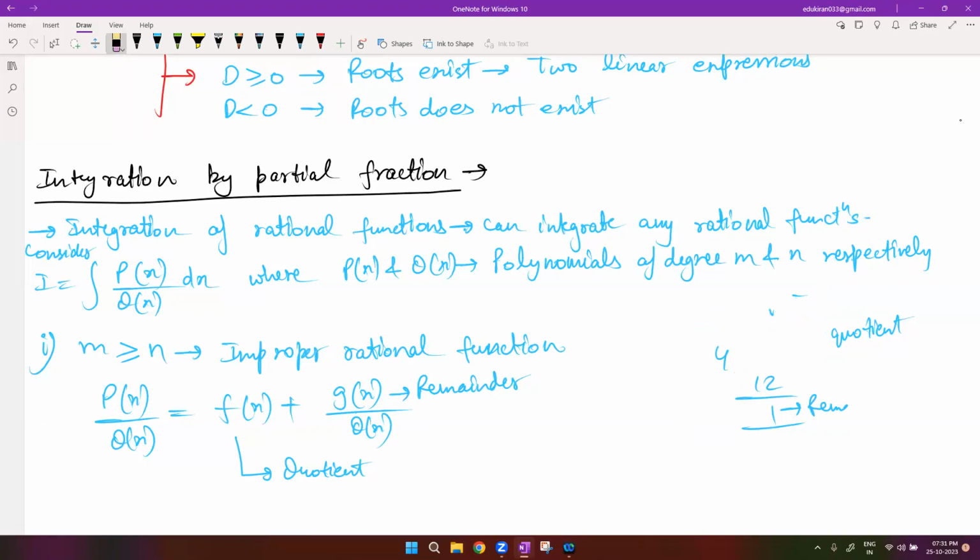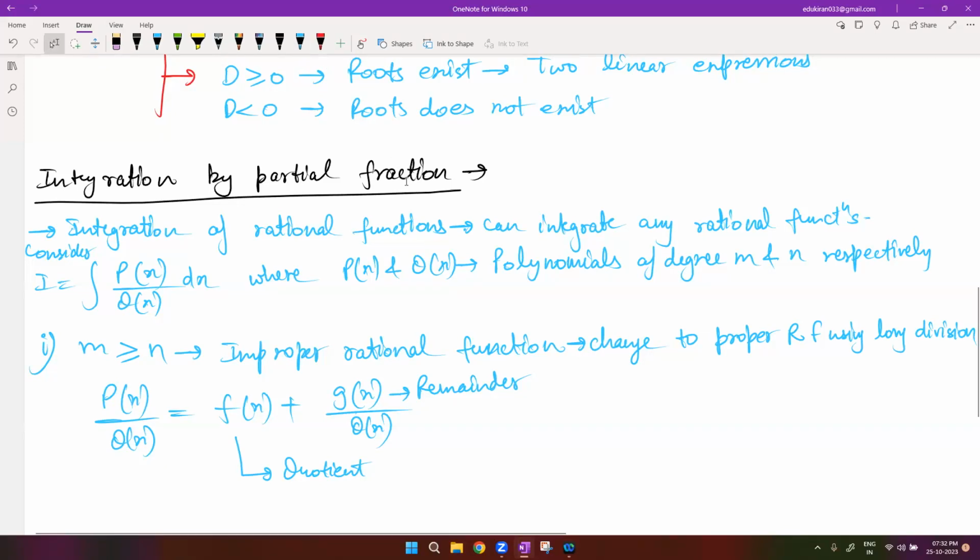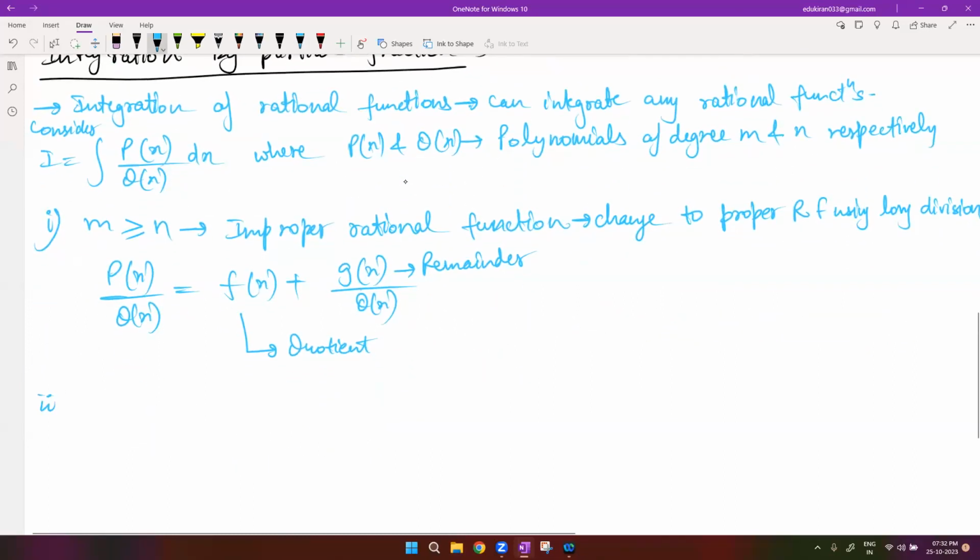So first, if the rational function given is improper, then please change it to a proper rational function using long division. After long division, you will get these two things, quotient and remainder. Please write them like this. Okay. And if the rational function given is already a proper rational function, then we are good to go. We basically saved one extra step in which we have to go through long division, right?